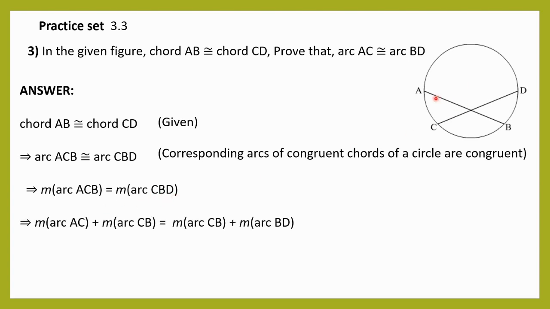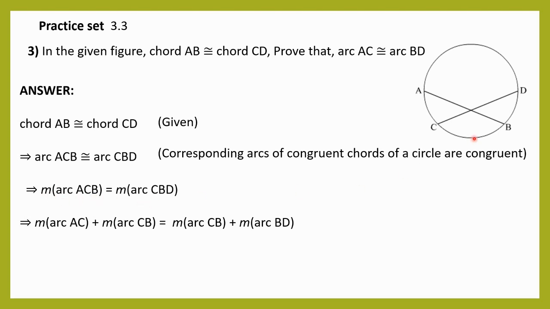Now if you look at the figure, arc ACB is a combination of arc AC and arc CB. So in place of arc ACB, you can rewrite it as arc AC plus arc CB, because arc AC plus arc CB forms arc ACB.